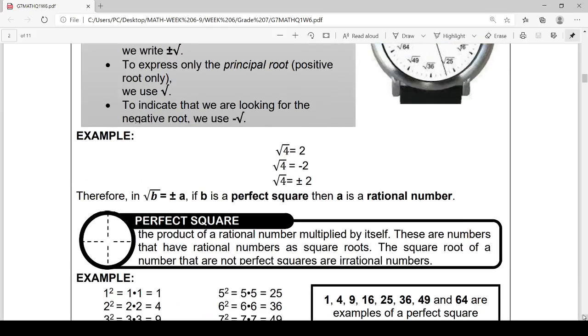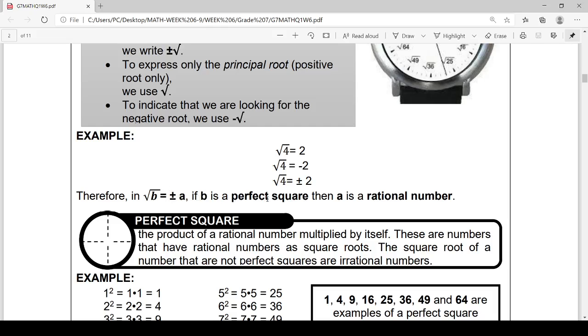For example, we have square root of 4. Since no sign is written here, it is understood to be positive, therefore we will just get the principal root. But if you have plus or minus square root of 4, it can be positive 2 or it can also be negative 2. So therefore, in square root of b, the answer is always positive and negative a.